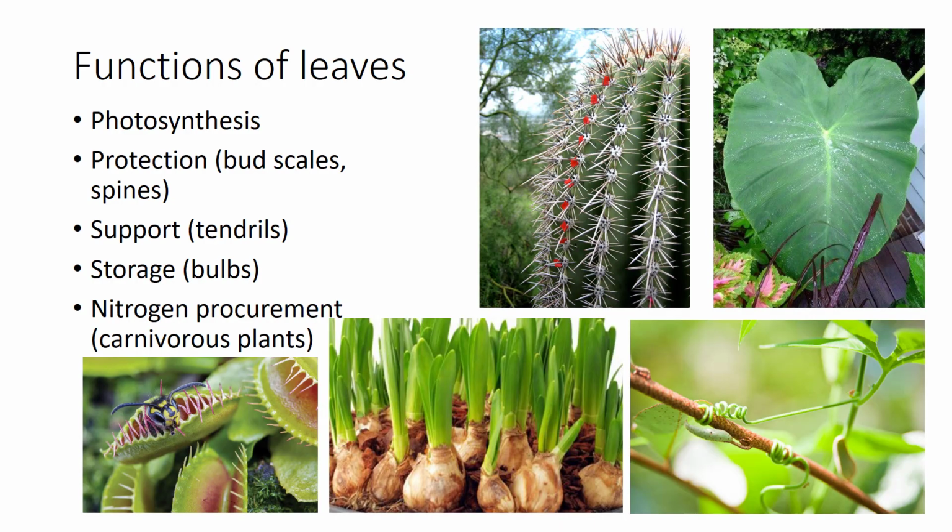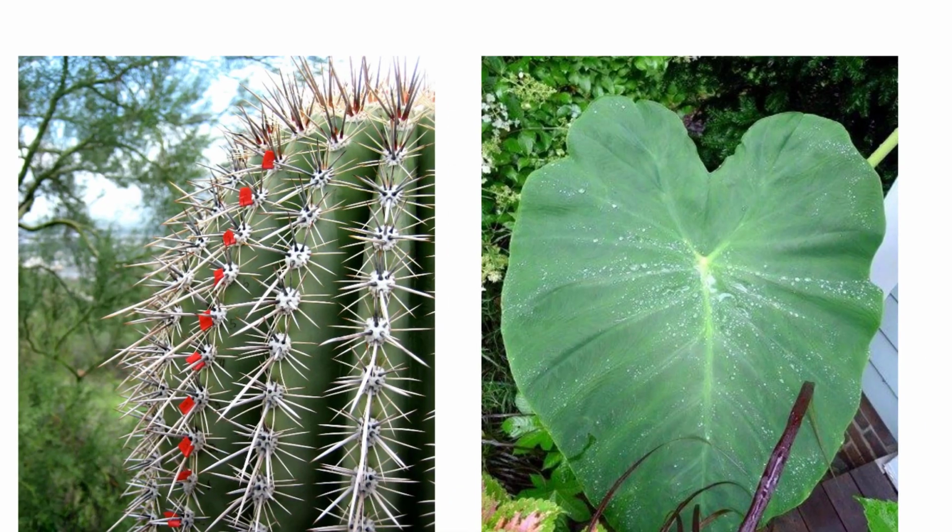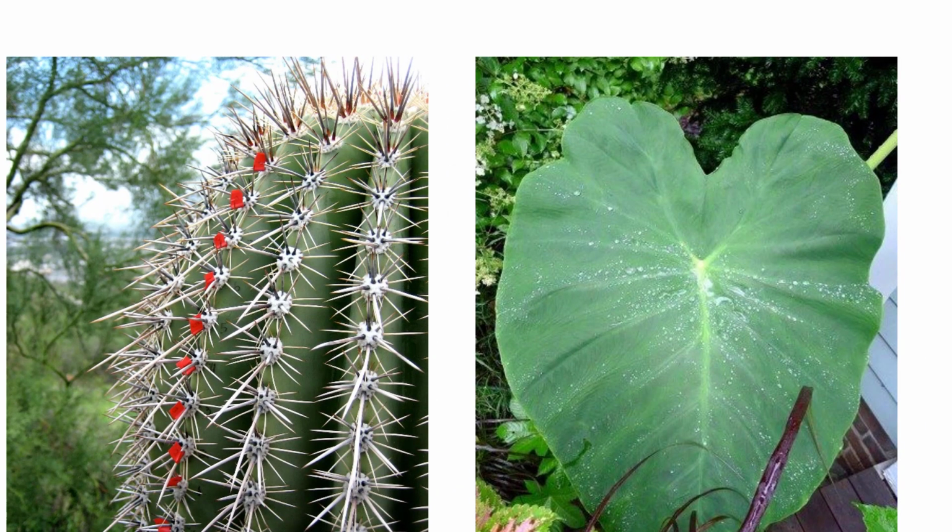Hi, I'm Dr. DeBusk, and in this video, I'm going to talk about the function and external structure of leaves. The term leaf brings to mind a large, flat, green structure involved in photosynthesis, like this elephant ear. There are numerous leaf modifications that have evolved as a result of natural selection and provide various non-traditional functions.